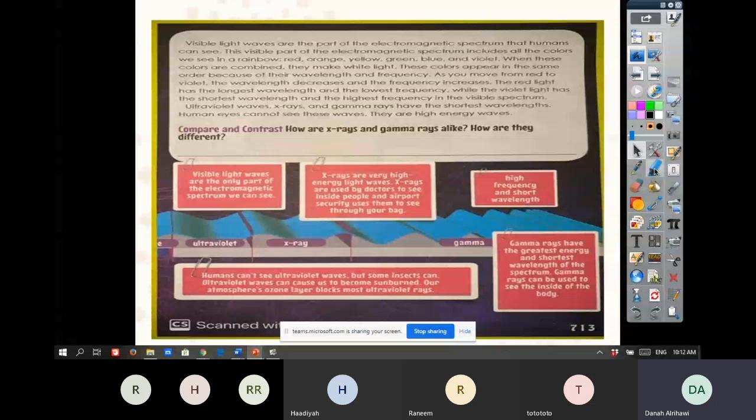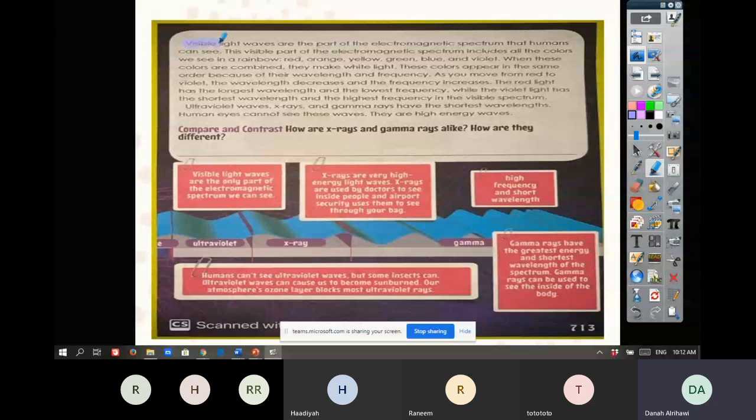Now, the visible light waves are the part of visible. They start to talk about the visible. It's a part, and we say it's in the middle. We have 7 wavelengths, and the visible is the 4th one, in the middle, that humans can see. We can see only the visible.